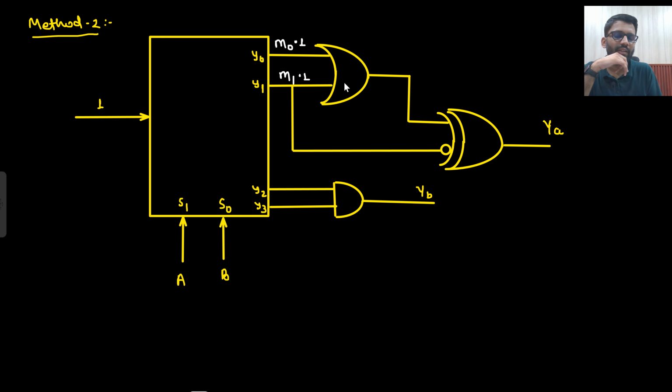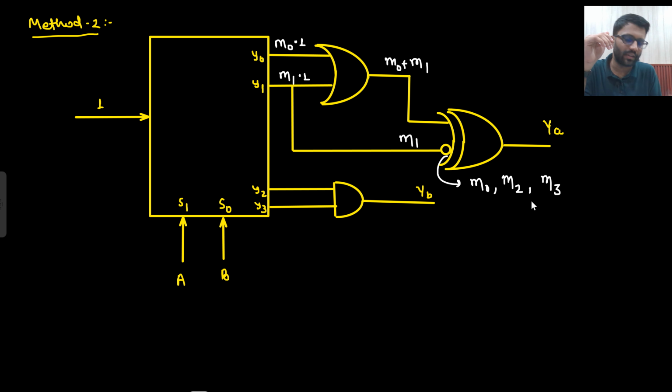This is your XOR gate. What does the XOR gate do? It will add the minterms. And here M1 will go. After the bar here, which minterms will you be having? 0, 2 and 3. Here you are having M1, so after the bar you will be having 0, 2, 3. And here you are having M0 and M1. Here you are having M0.